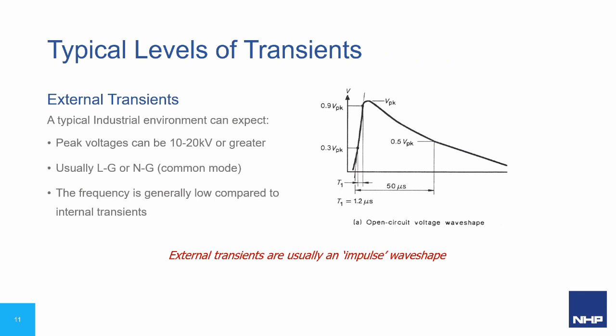The typical profile of a transient caused by external influences, such as lightning, is an impulse. The impulse has a sharp wave front with a tapered trailing edge. These impulses are generally less frequent, however they contain more energy as they are longer in duration. Peak voltage can rise to as much as 20 kV or sometimes even greater.